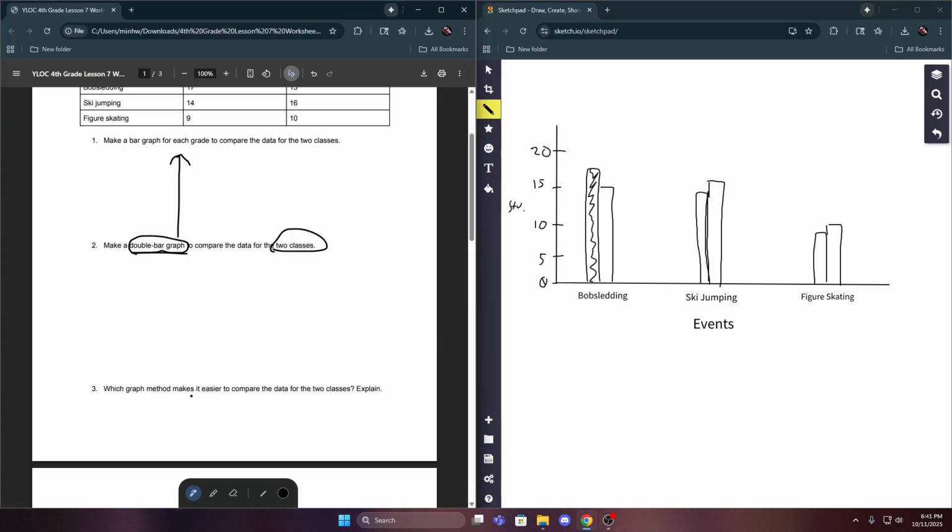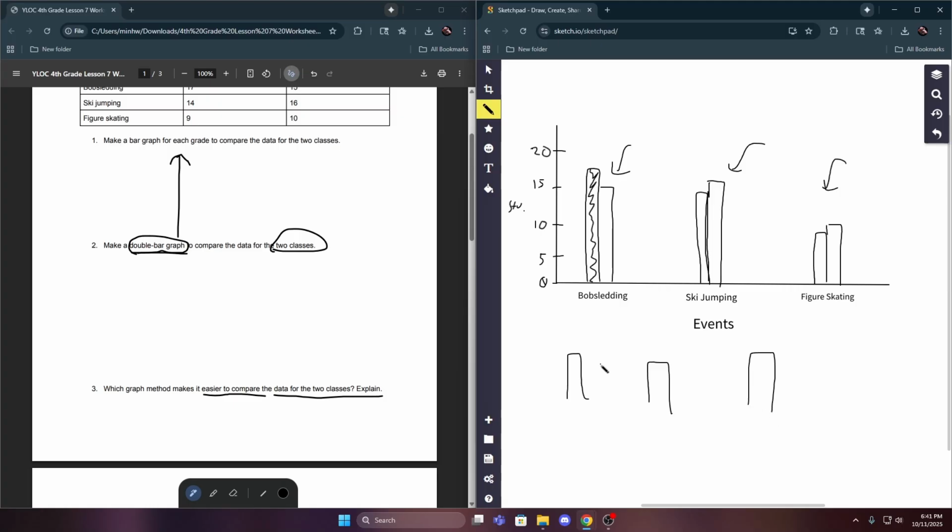Now, which graph makes it easier to compare the data for the two classes? Explain. So, if you think about it logically, it would be easier to compare third graders and fifth graders if you're looking at the bars side by side like this, right? If you only have one bar for each, you can't really see both types of grades in that one graph. So you would want to have the double bar graph for this type of question. So I will shorten it as a D bar graph.